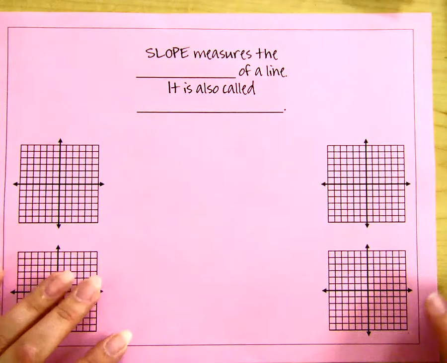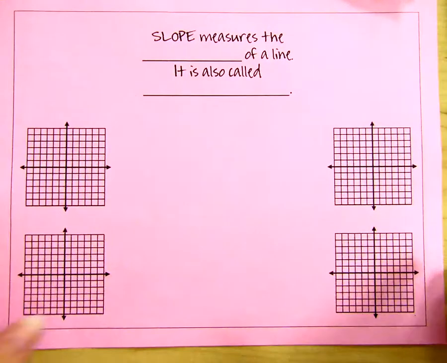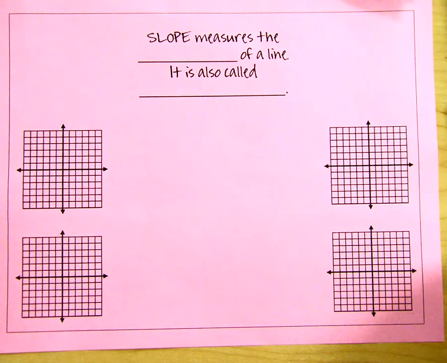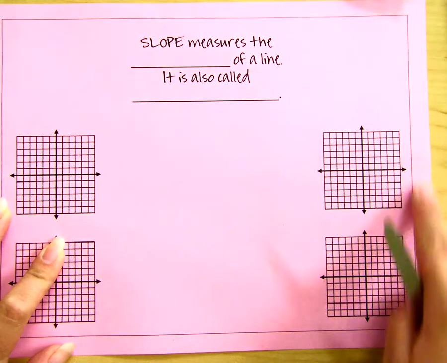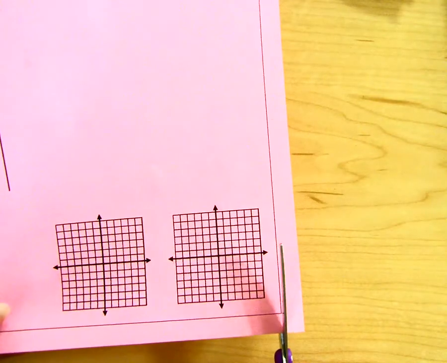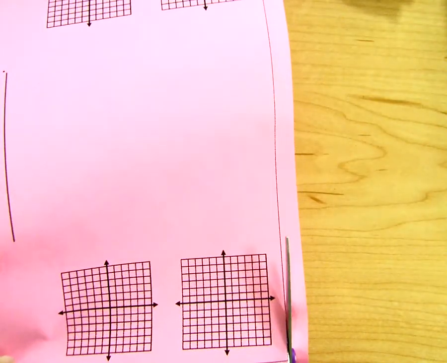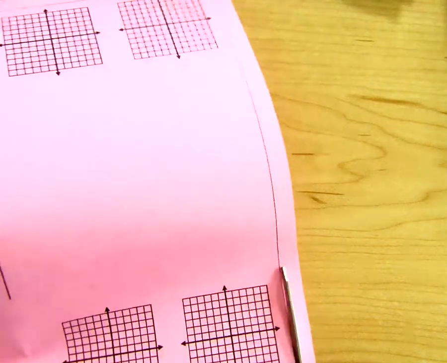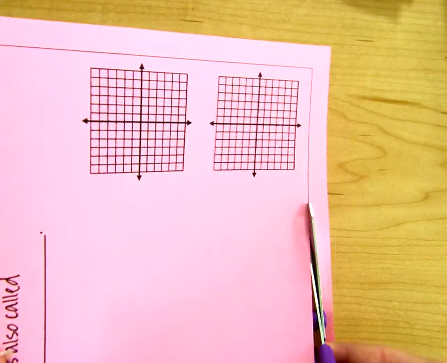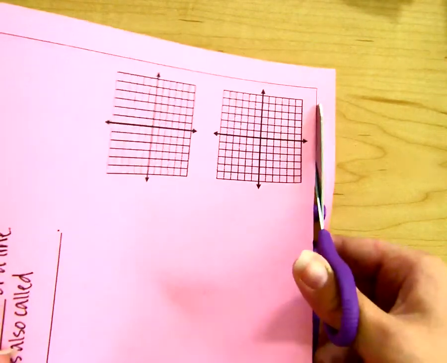Today we are going to create a foldable for our notes over the slope of a line. The first thing I need you to do is to take your note sheet, and where this outline is on the pages, I need you to trim all the way around it. It doesn't have to be perfect. We're just trimming down the excess so it fits in our notebook.